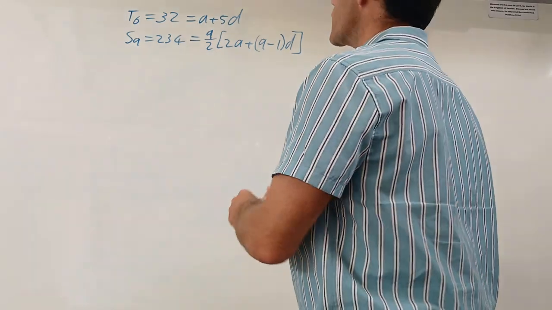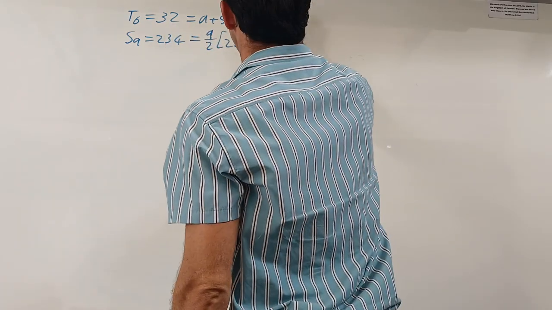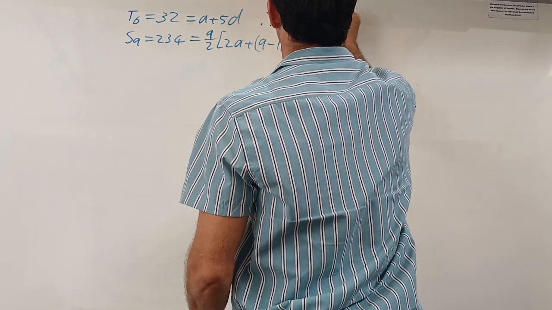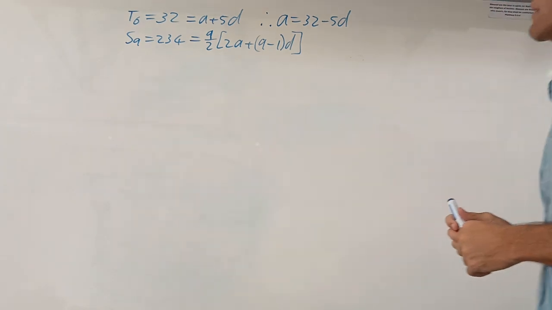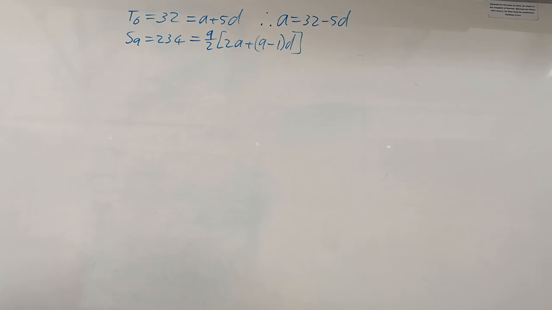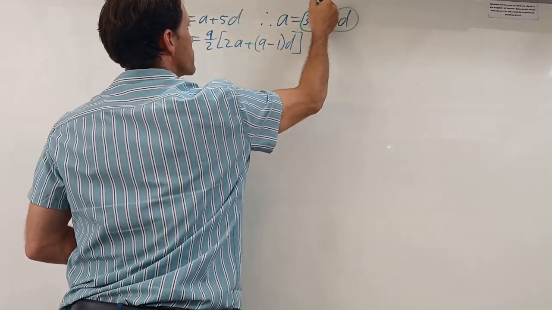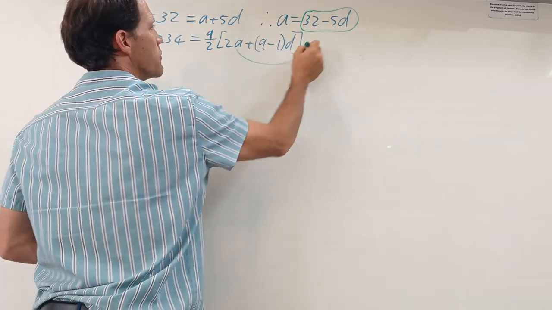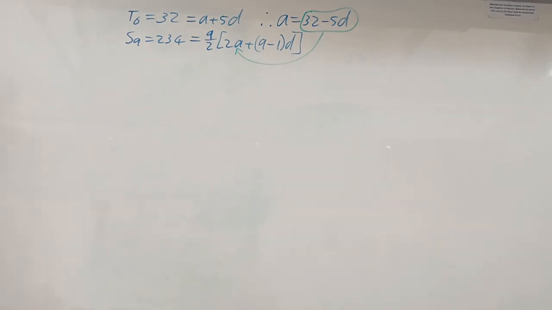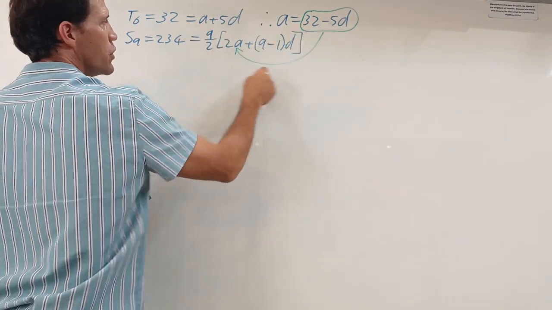So what we can do with this first one is we can just take the 5d over and say therefore a is equal to 32 minus 5d. So we basically just use simultaneous equations. That's all there is to it. We can take this 32 minus 5d, that is a, and put it in the place of a over there. So we're just going to substitute. Okay, simultaneous equations. We got a, it's 32 minus 5d, put it into the other equation.